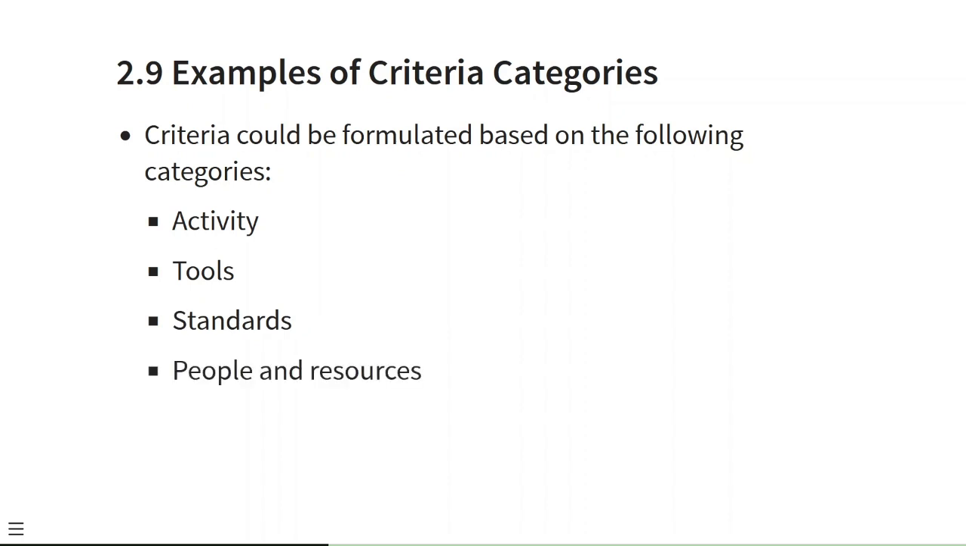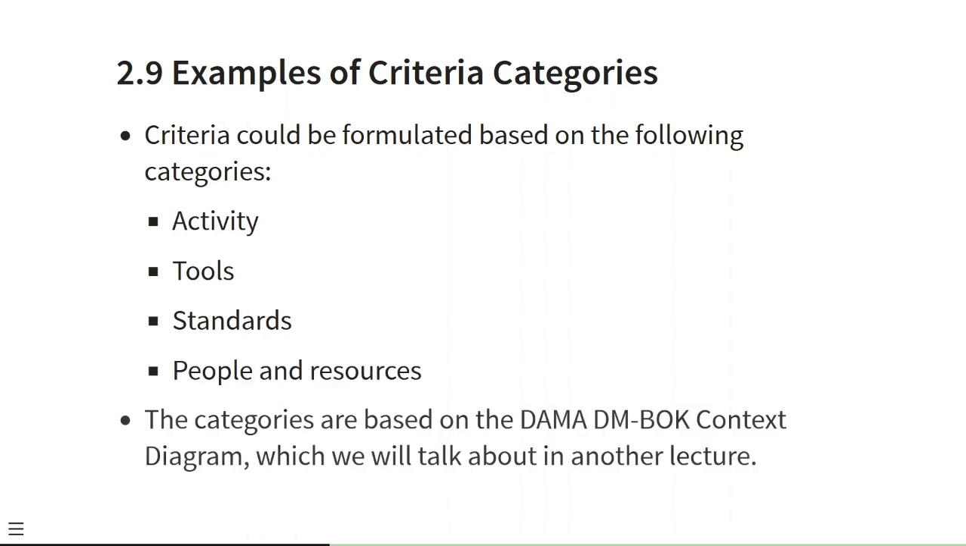Criteria could be formulated based on the following categories: activity, tools, standards, people, and resources. The categories are based on the Data Management Book of Knowledge context diagram, which we will talk about in another lecture. We will now take a closer look at these categories, starting with activity.